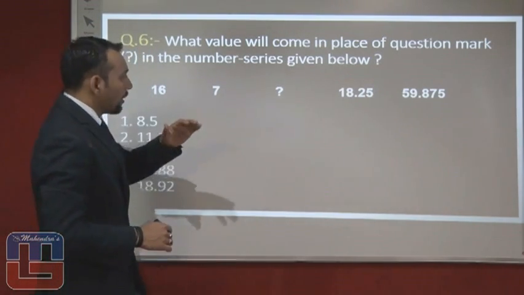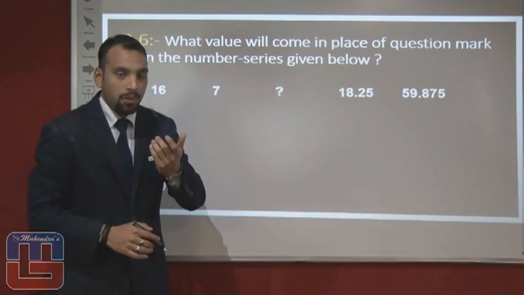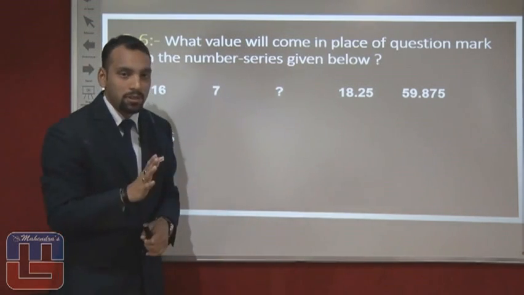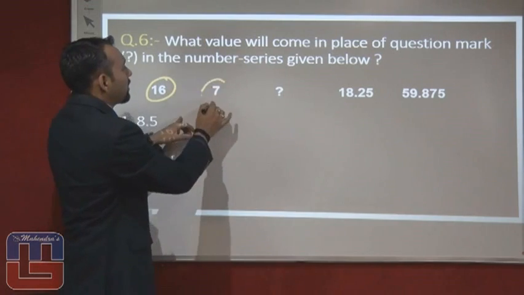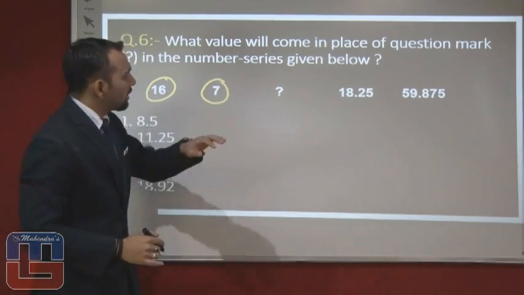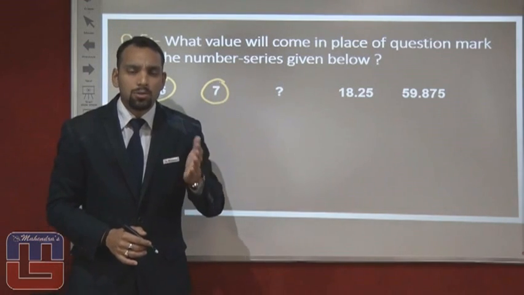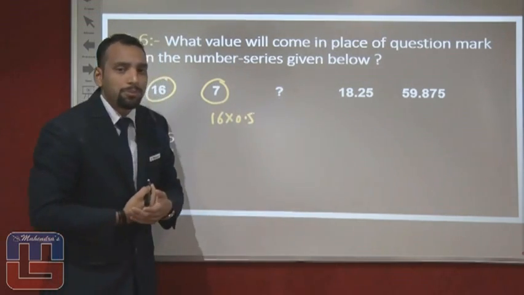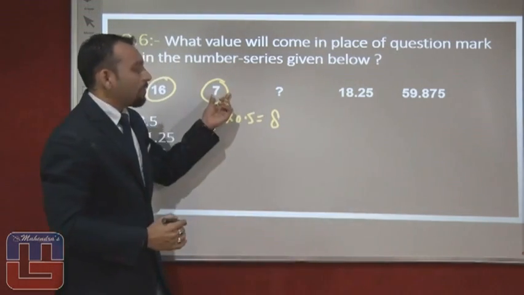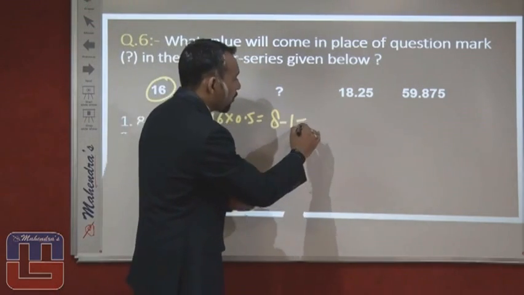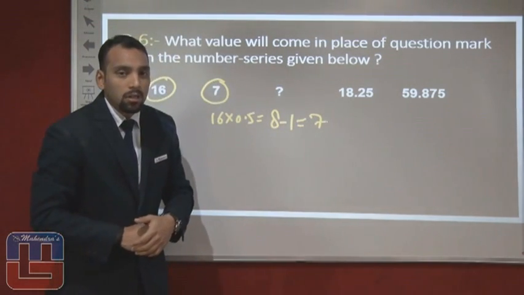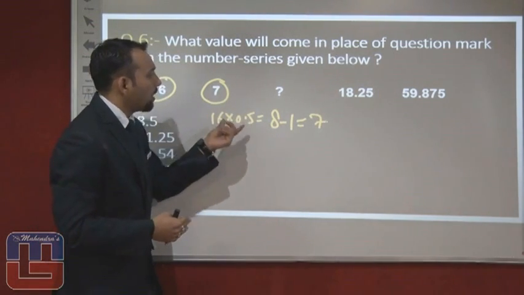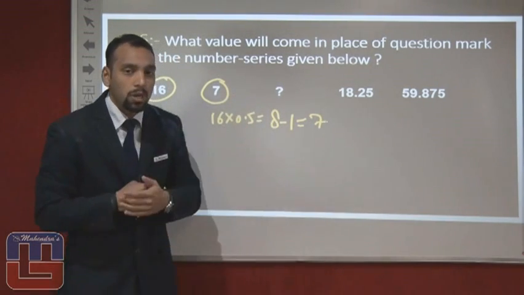Now you will tell me what is the logic behind this number series. Firstly, what we have to do is check the pattern behind this number series. Now see, this is a 16 and this is a 7. How will you get this 7 from 16? Now see, if you multiply 16 by 0.5, you will get 8, but there is 7. That means we have to subtract 1 from 8, so we will get 7. That means it can be a logic. If you multiply by 0.5 and minus 1, you will get the next one.